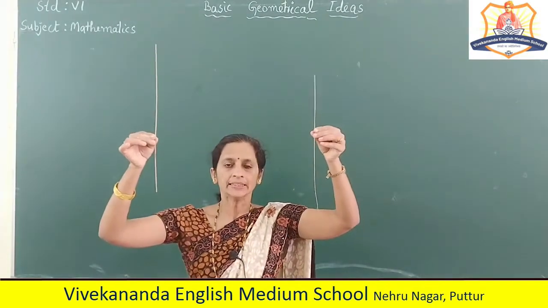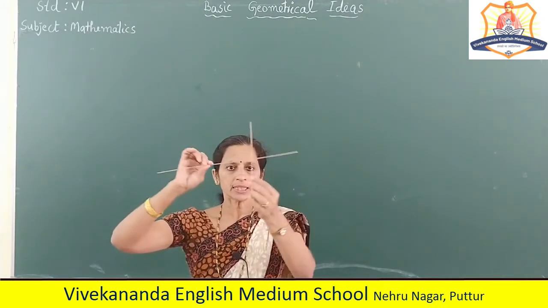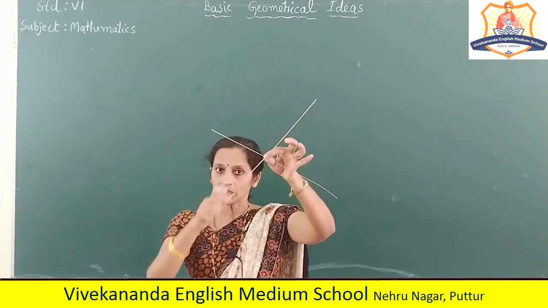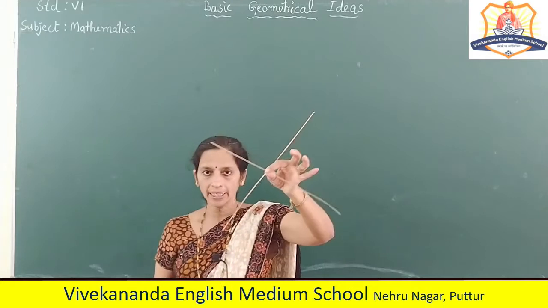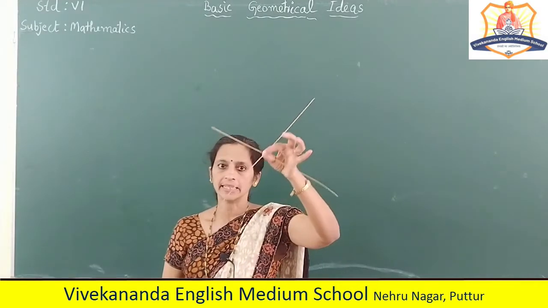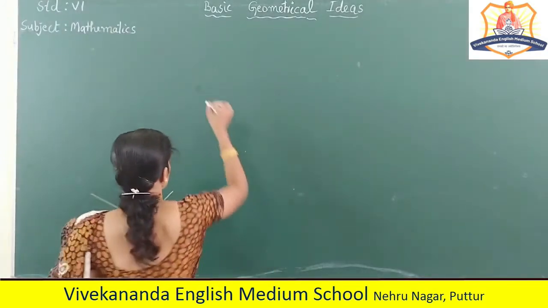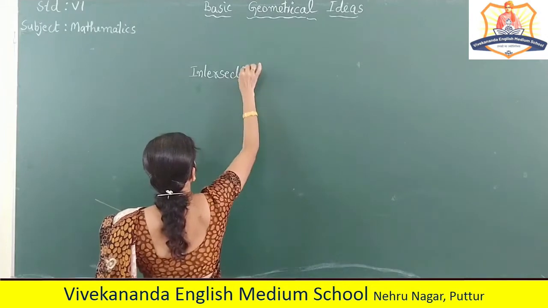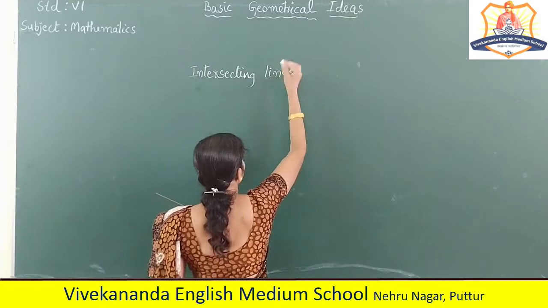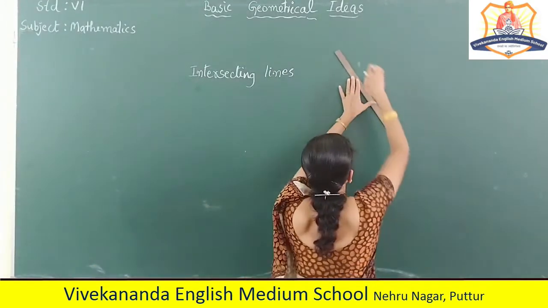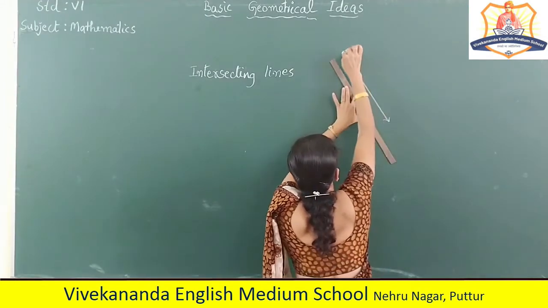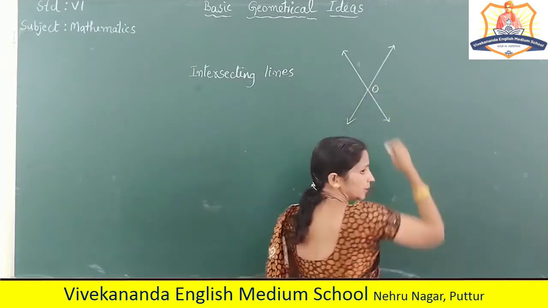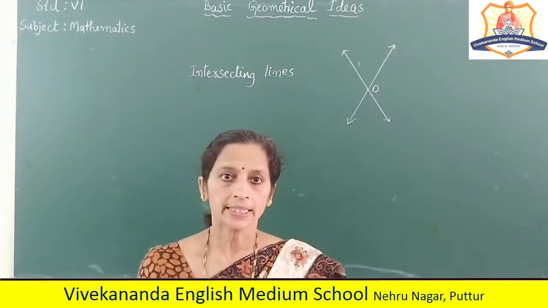Now see here, there are two straight lines. If I keep the straight lines like this, what can you see? It is the letter X, and you can see these two lines intersect at one point, and we call these two straight lines intersecting lines. So now we see about intersecting lines. This is one straight line. This is another straight line, which intersects at one point. So we call these intersecting lines.